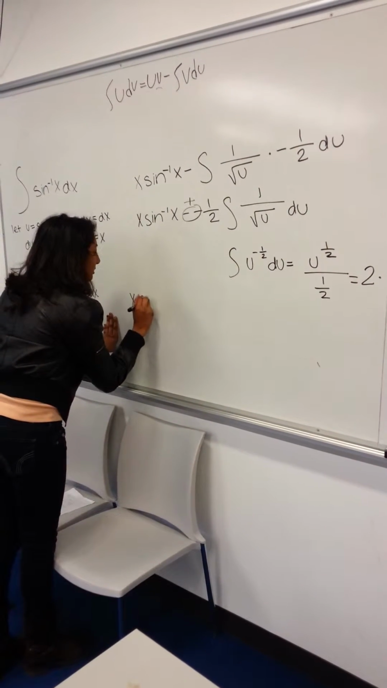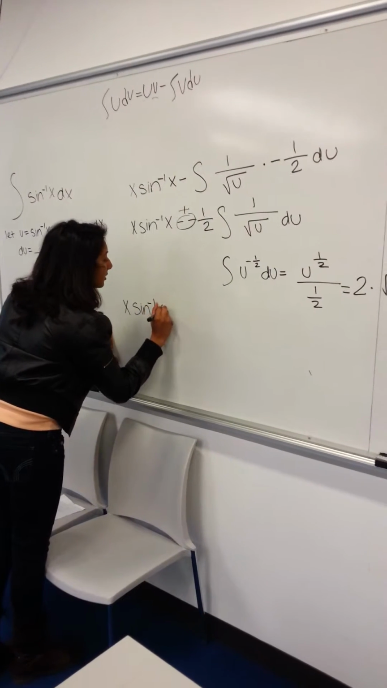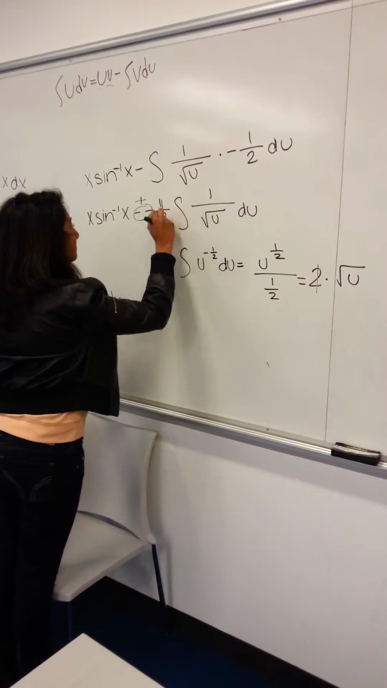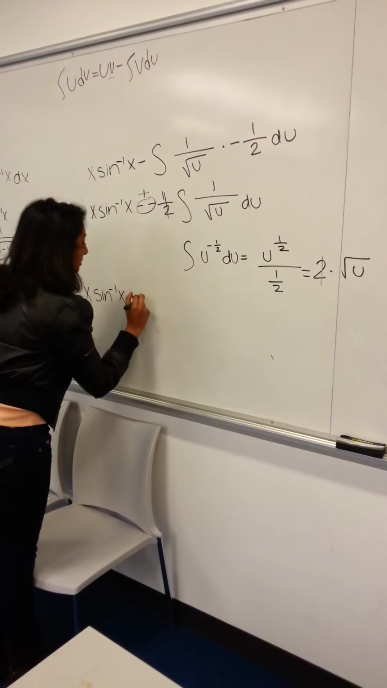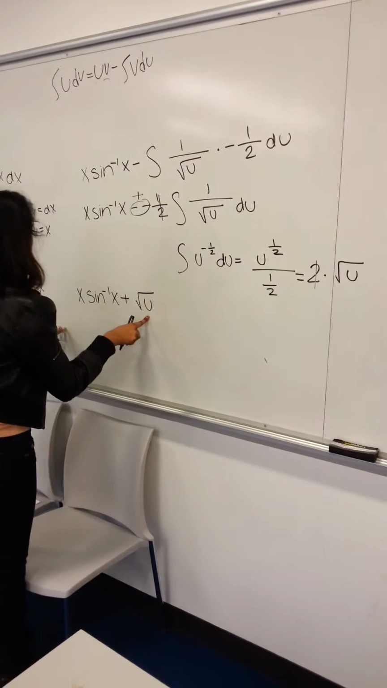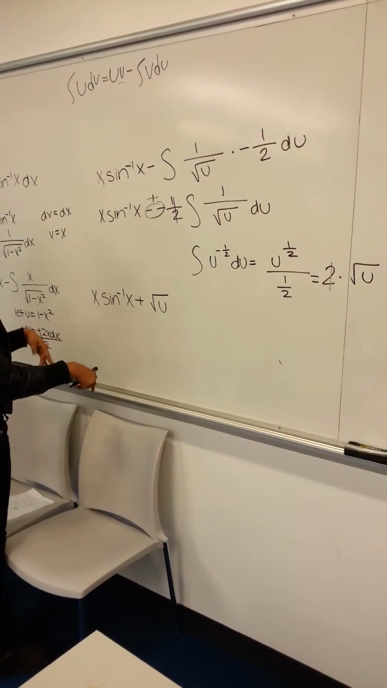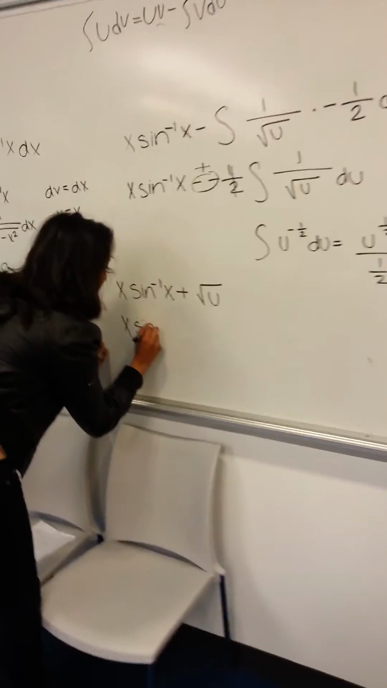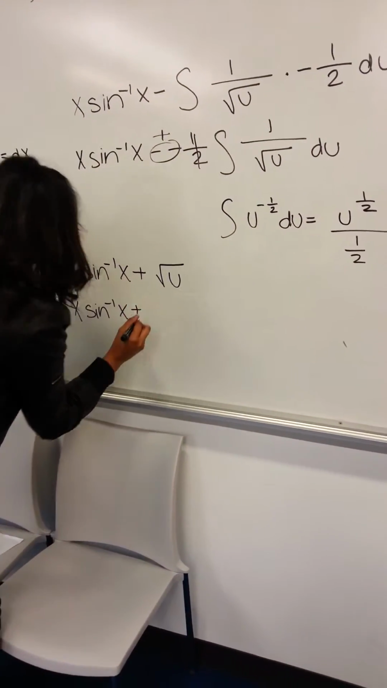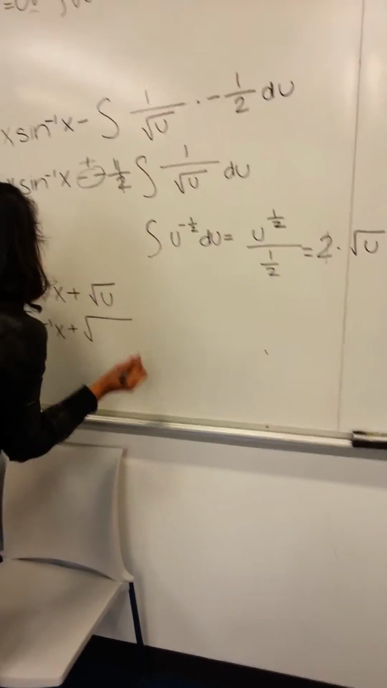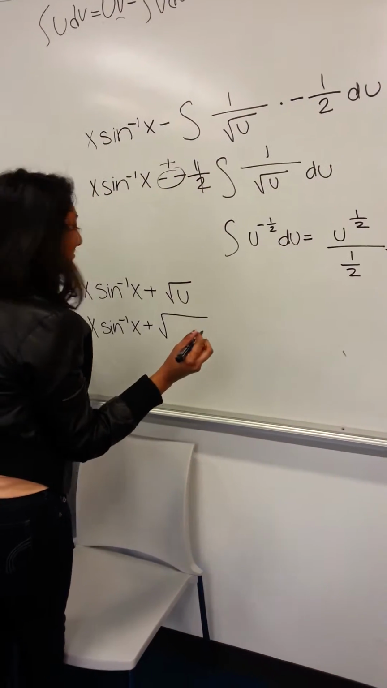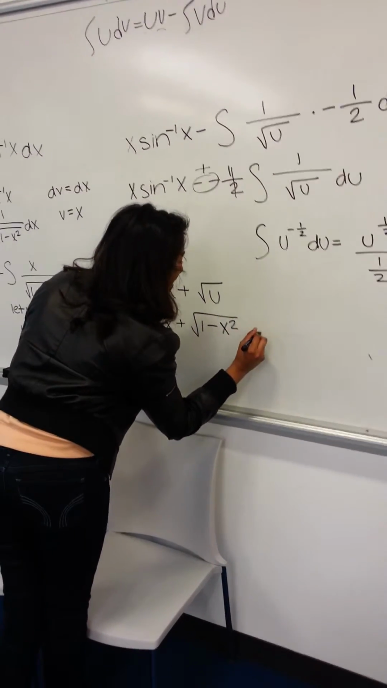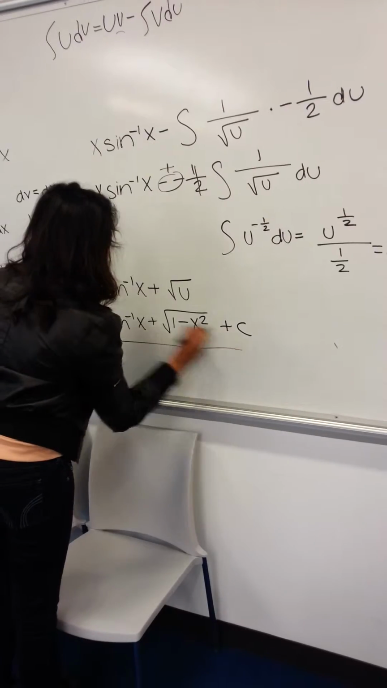So x arcsine x plus this half is going to cancel out with this 2. Radical u. And now we're going to substitute back in u with 1 minus x squared. So x arcsine of x plus square root of 1 minus x squared plus C. And this is your answer.